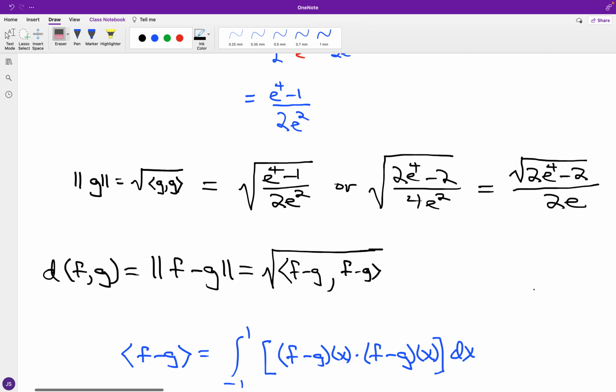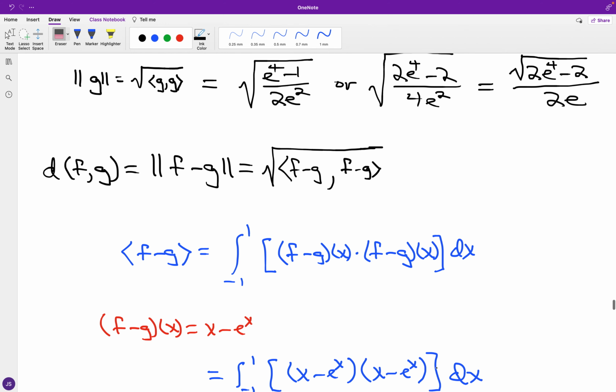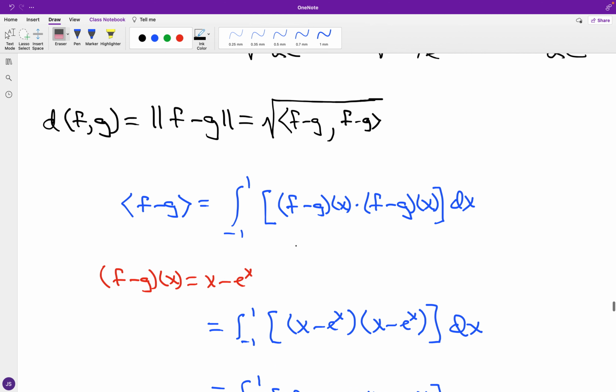And for the distance between f and g, that is going to be the norm of f minus g, and that is going to be the square root of the inner product of f minus g with itself. And so for the inner product of f minus g, going back to the closed interval as x goes from negative to positive 1, we have this time the product of the function f minus g of x with itself. And now for f minus g of x, that's going to be x minus e to the x. So you're looking at x minus e to the x times itself.